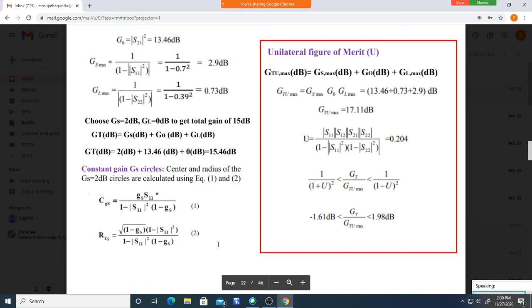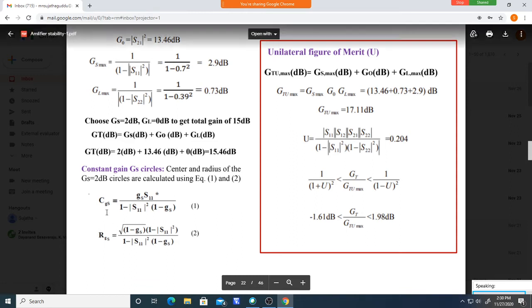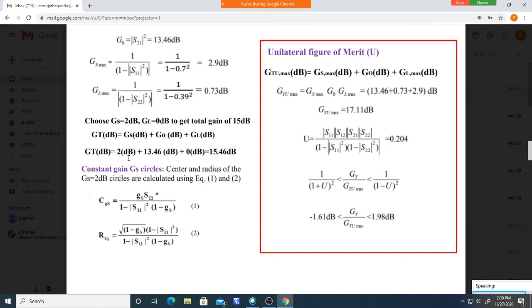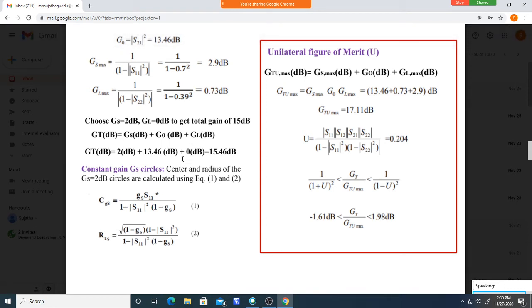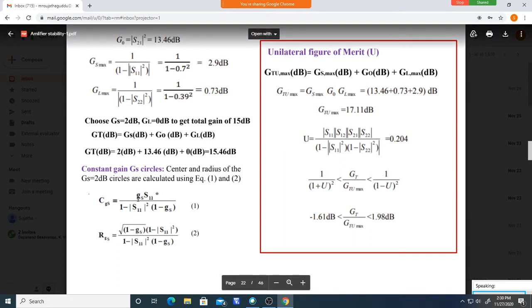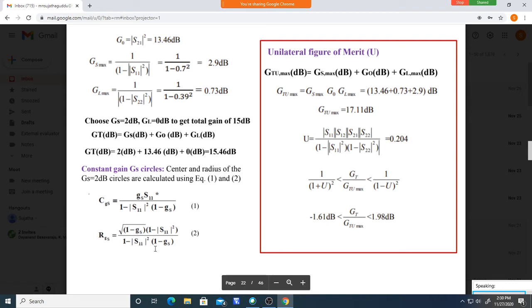impedance matching network now. For that, you should draw the 2 dB gain circle at the input side, and the 0 dB output gain circle. To draw the 2 dB gain circle, you should calculate center and radius again. Center is this, radius is this.